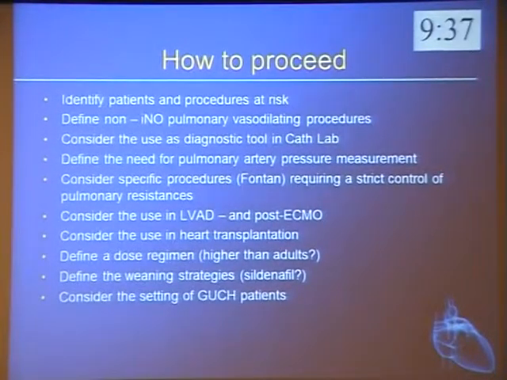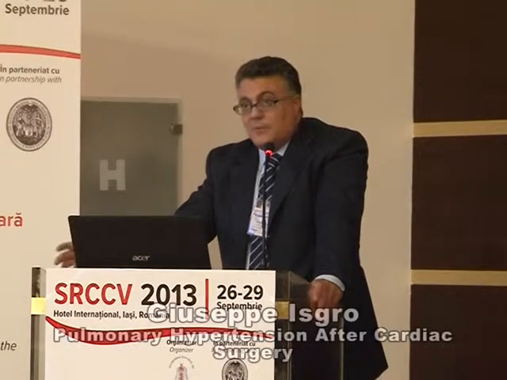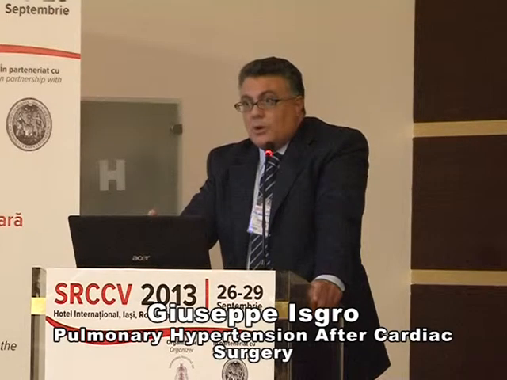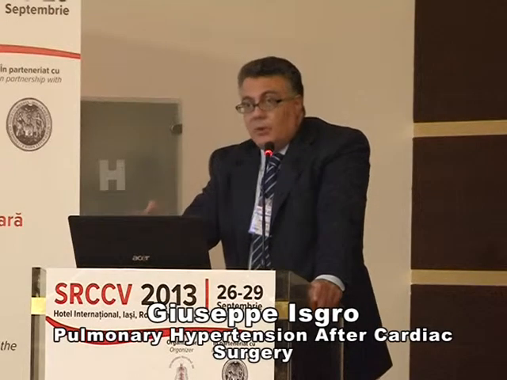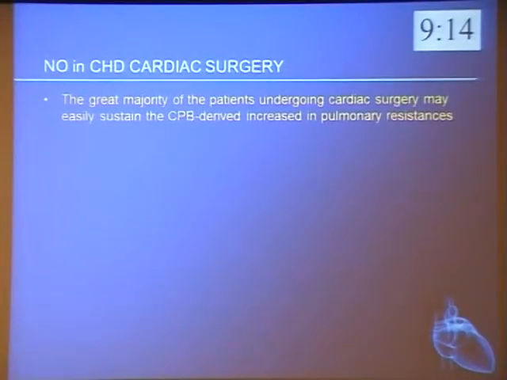Consider also the setting of GUCH patients, those patients who are growing up with congenital heart disease, so adult congenital heart patients, and also some patients who suffer from restrictive right ventricle physiology, because the right ventricle must work in very low afterload conditions. So we can use it, but we have to think strictly about this.